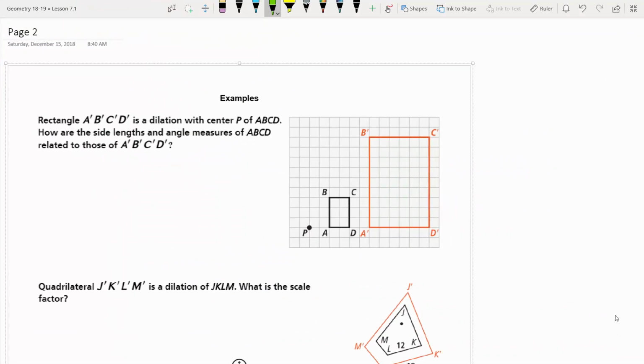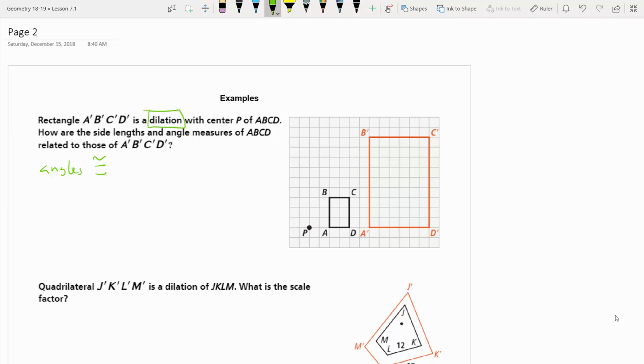So in this first one, they've given us rectangle ABCD. And then they've given us rectangle A prime, B prime, C prime, D prime in red. And the center of dilation is at point P. They want to know how the side lengths and angle measures are related. Well, we know from a dilation that the angles are going to be congruent, and we know that the sides are going to be proportional. So what we're going to do here is look at the scale factor.